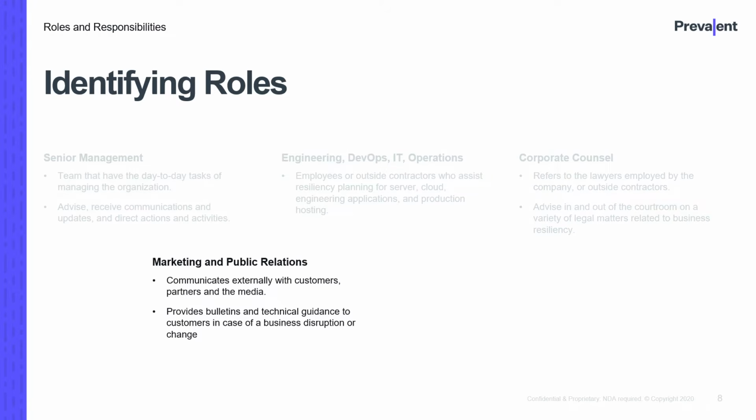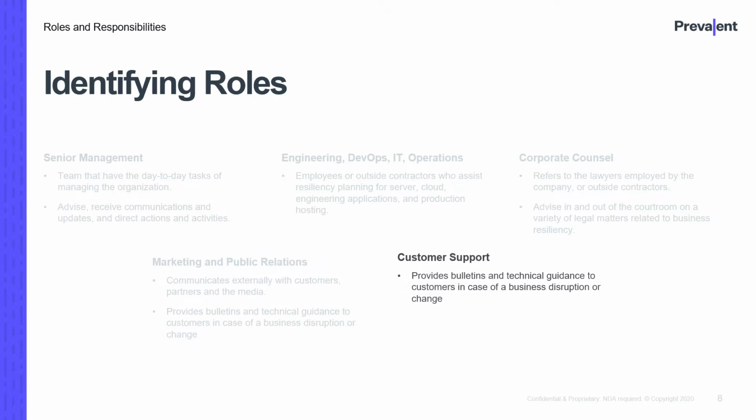Marketing and public relations teams coordinate all communications with the customers, partners, and the media, including requests for interviews with internal subject matter experts. They should also maintain draft communication plans and statements which can be customized and distributed quickly in case of disruption or delay. Customer support team provides bulletins and technical guidance to customers in the case of service impacts. This includes security concerns, product functionality, and operational changes.